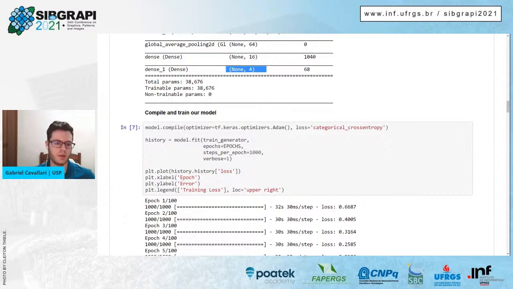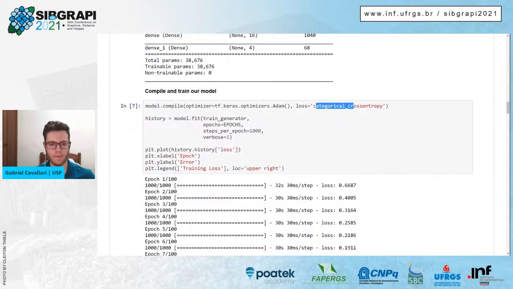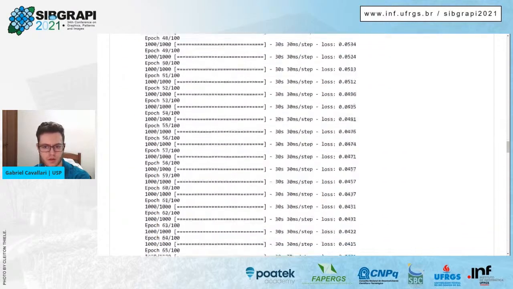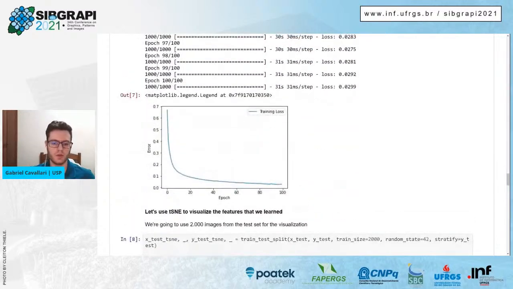Just going to compile our model here using the basic Adam optimizer and the categorical cross entropy. So here we're going to pass to model.fit our train generator for this number of epochs, and we're going to train it. And after 100 epochs, you can see that the training loss is close to 0 here, and it takes a long time.